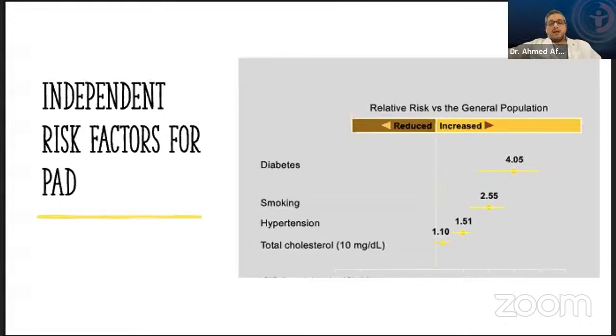In this slide, I will briefly explain that if we are studying the association of each risk factor with the development of peripheral arterial disease, we found that diabetes has a relative risk of 4.1, active smoking a relative risk of 2.5, hypertension 1.5, and high cholesterol level, more than 10 milligram per deciliter, a relative risk of 1.1.